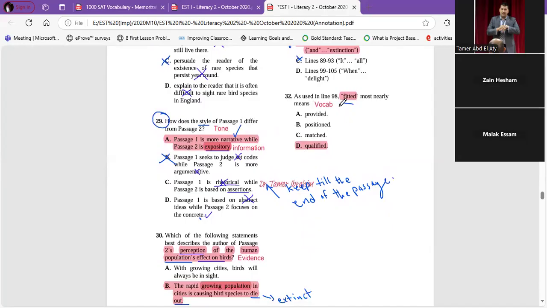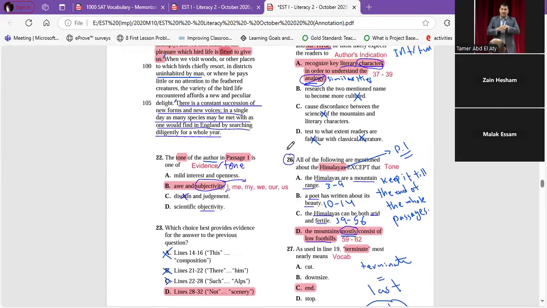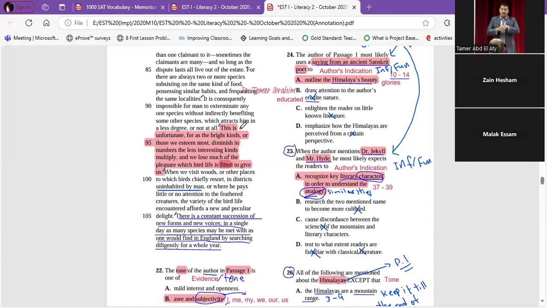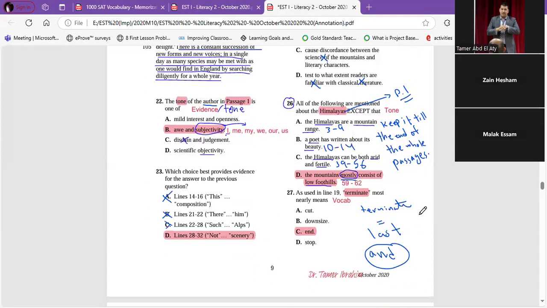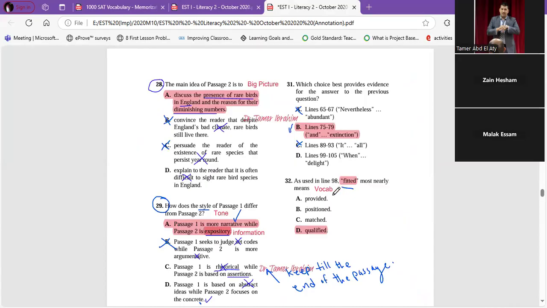Vocab. As used in line 98, fitted most nearly means? Let's go to line 98, the word fitted. Let's read it. This is unfortunate, for as the bright kinds, or those we esteem most, diminish in numbers, the less interesting kinds multiply, because no human is going to catch them. And we lose much of the pleasure which bird life is fitted to give us. Let's find the keyword there: provided to give us, positioned to give us, matched to give us, or qualified to give us. No, it was qualified, created. So it's better to say qualified.